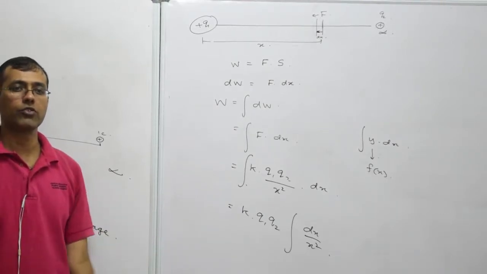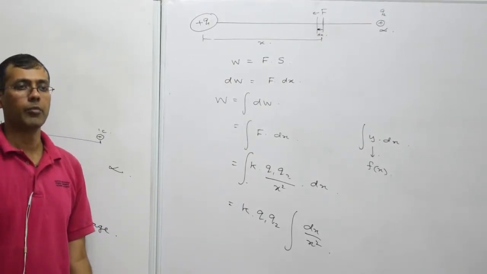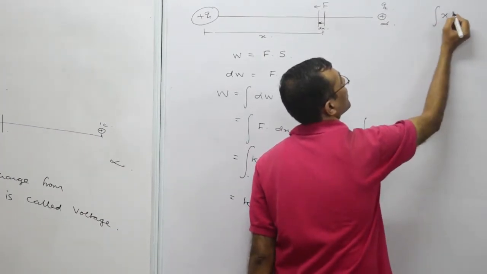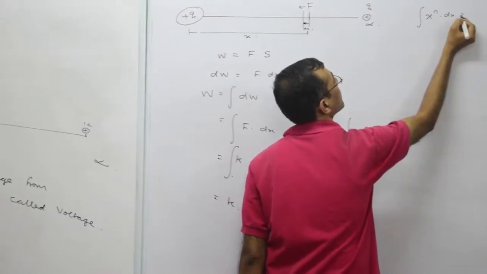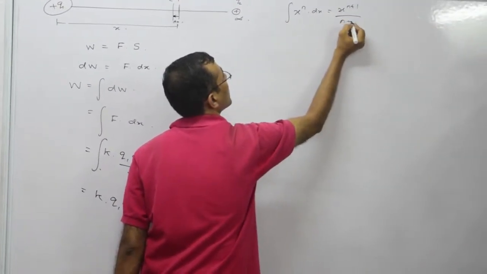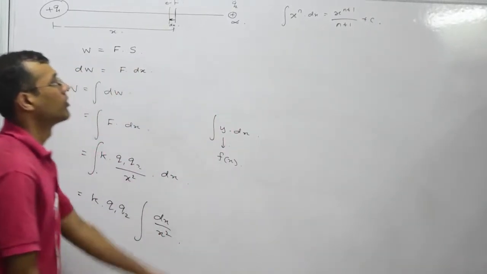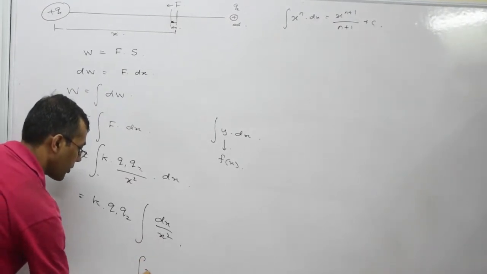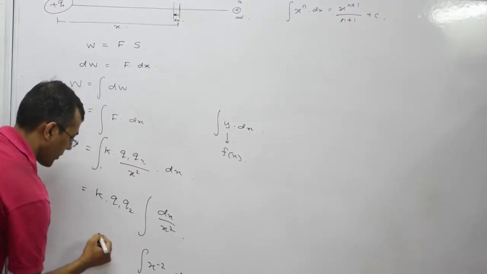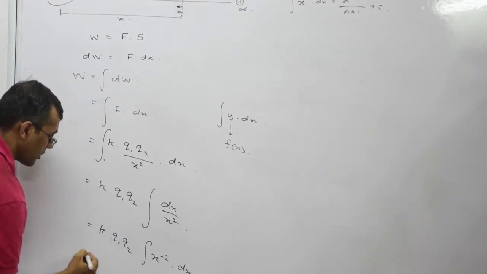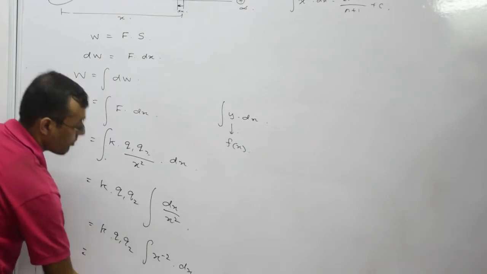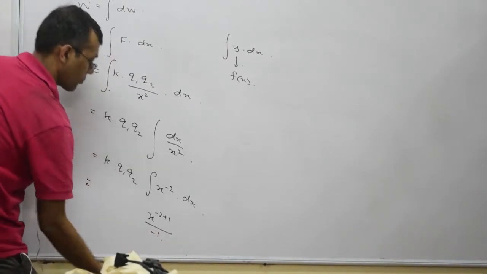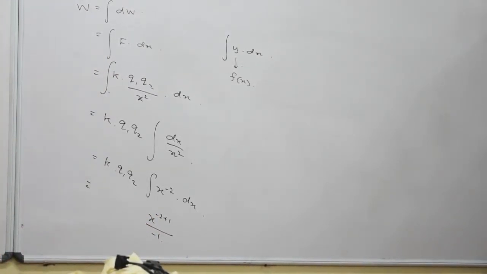How to integrate 1 by x squared? Anybody remember the formula? We did something like the integral of x power n dx is equal to x power n plus 1 divided by n plus 1. Okay, don't worry about the c right now, but this will be taken as x power minus 2 dx. This is constant. Can you apply the formula? X power minus 2 plus 1 divided by minus 1. X power minus 1.